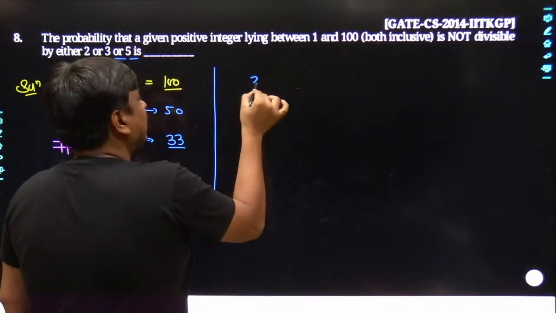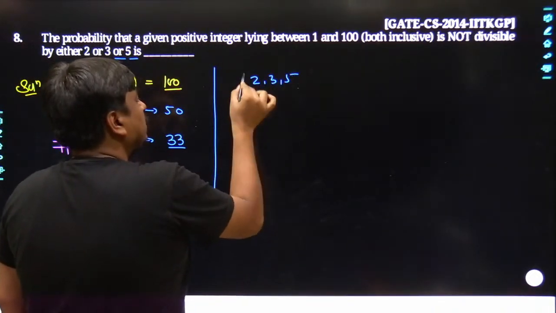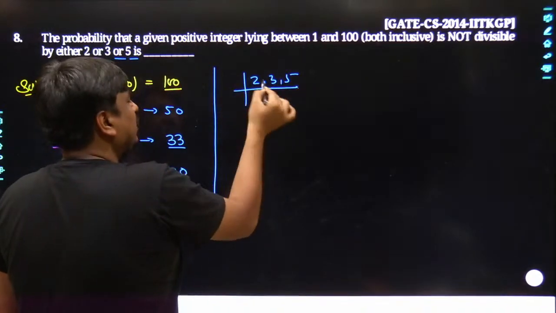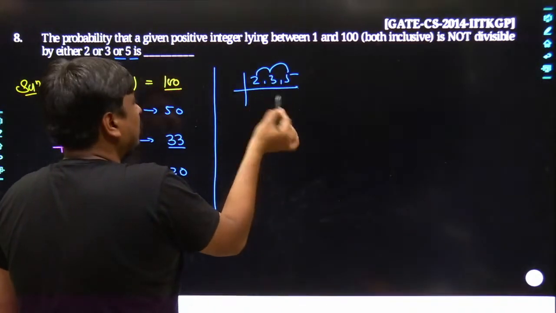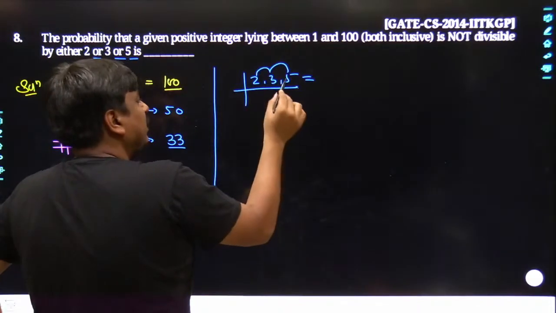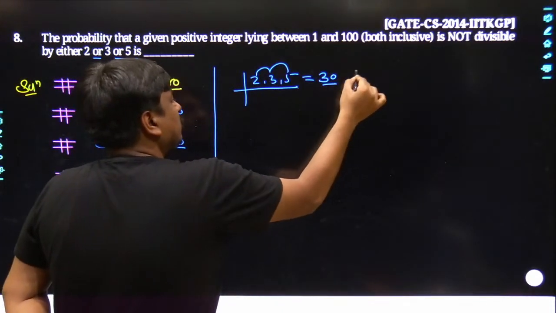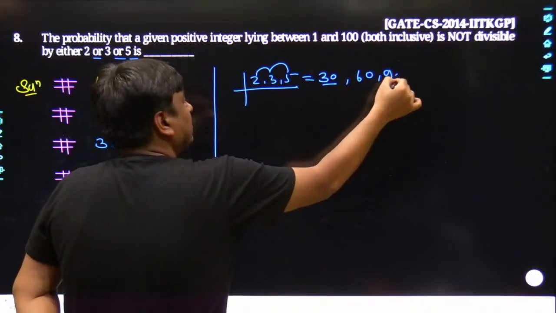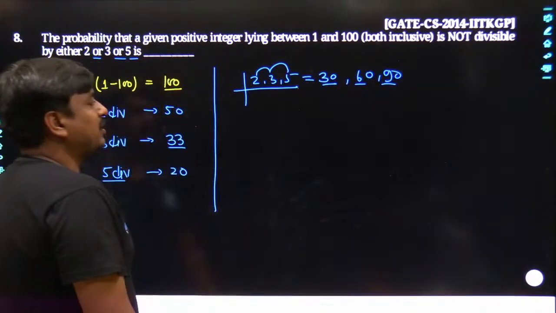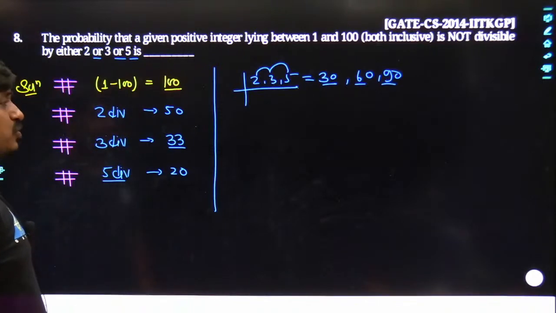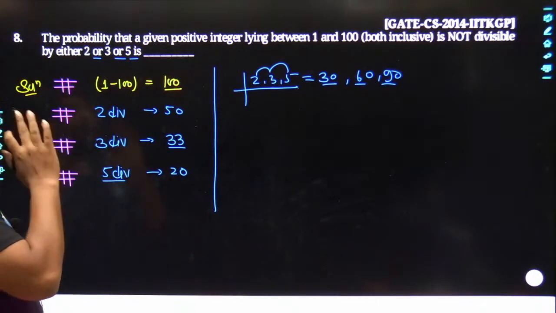The people have taken the LCM of 2, 3, 5. What is the LCM over here? They do not have any common components, so obviously they just get multiplied. 5 times 3 is 15, into 2 is 30. So it's going to be 30, 60 and 90. They are the numbers which would be precisely divided by 2, 3 and 5.